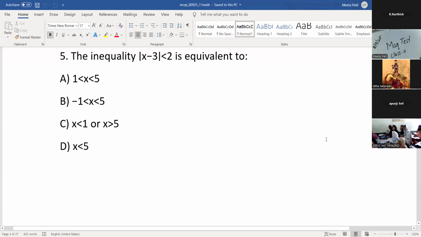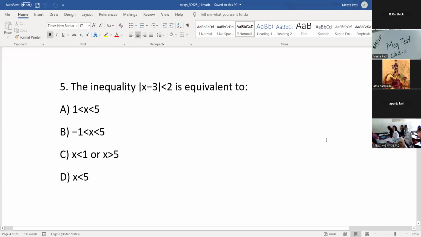So here you have the fifth question, that is the inequality modulus of x minus 3 is less than 2, which is equivalent to. Here again you have the options. Option A is 1 is less than or equal to x less than or equal to 5, and option B is minus 1 is less than x, and again it is less than 5. Option C is x less than 1 or x greater than 5, and option D is x less than 5.